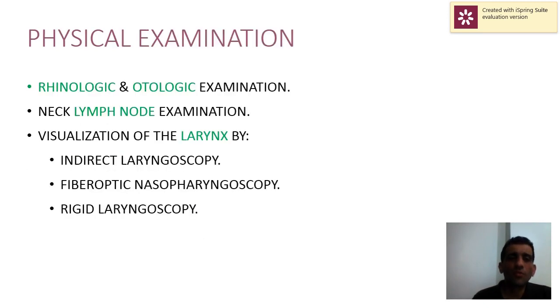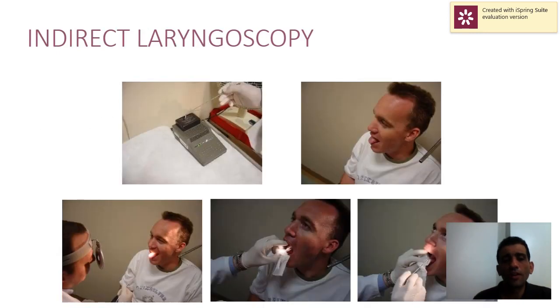Physical examination: we have to check any patient with a laryngeal problem. We have to check the nose and the ear, neck, and lymph nodes, and visualize the larynx by certain methods: indirect laryngoscopy by mirror, fiber optic nasolaryngoscopy, and direct rigid laryngoscopy.